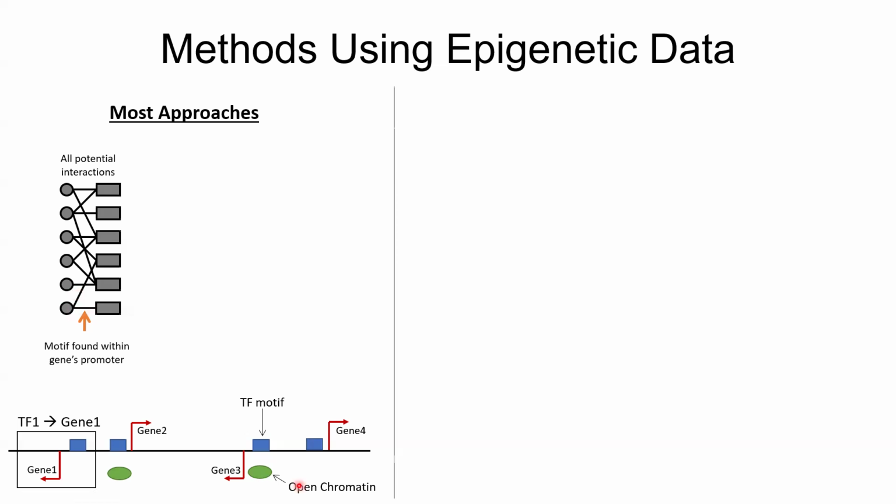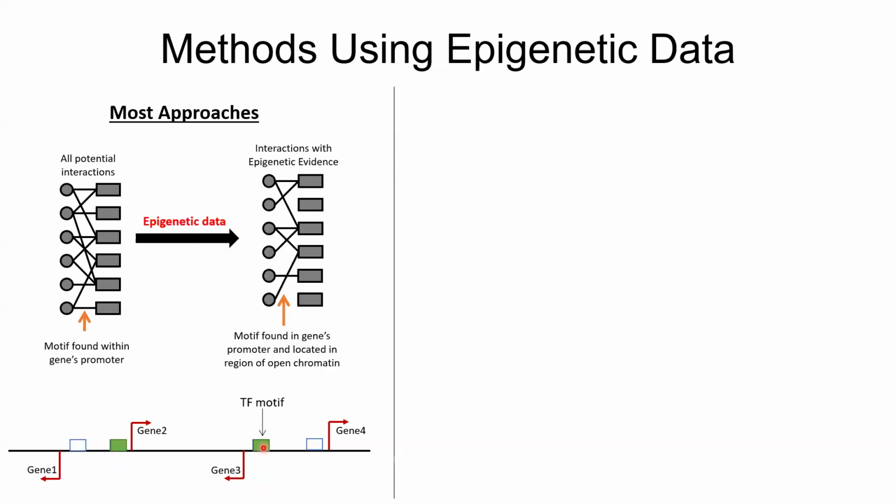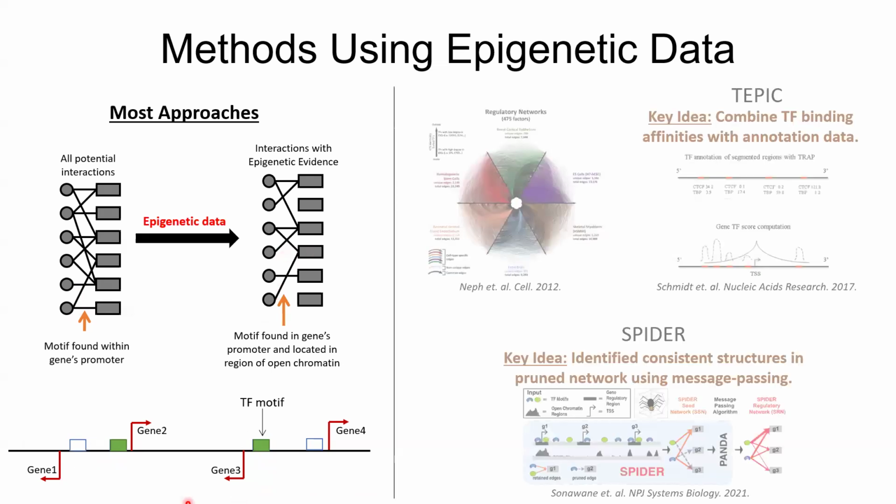That edge here. If you have something like open chromatin data, say DNA hypersensitivity, ATAC-seq data, or histone modification data, you can actually use that to prune out edges in the network. This is done by pruning out motifs that are not in areas of open chromatin and only including links from transcription factors to genes where the motif of that transcription factor is found in the gene's promoter region and that motif is also in an area of open chromatin.